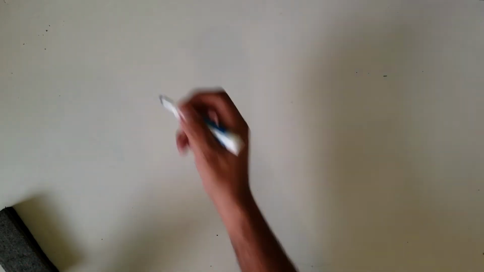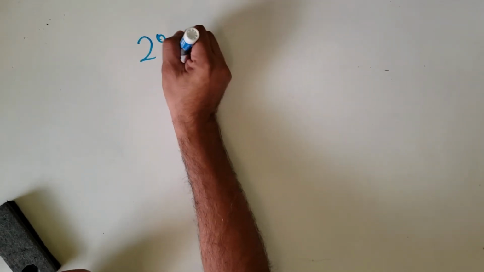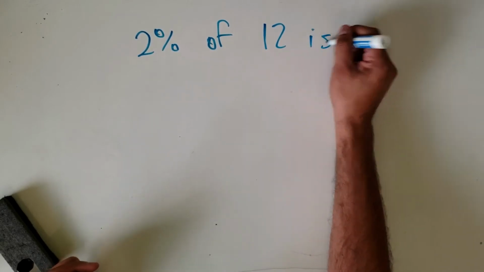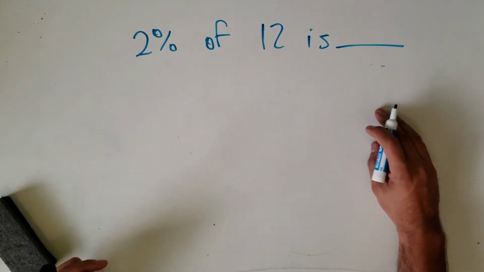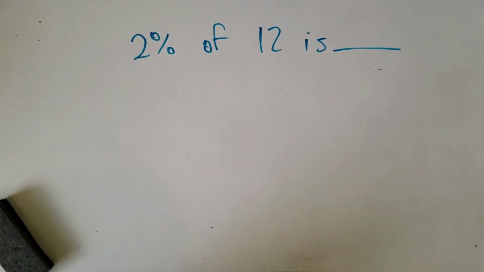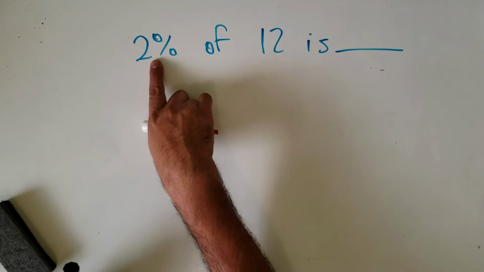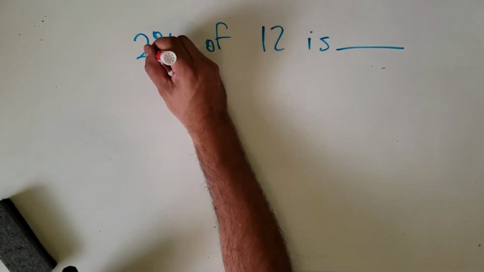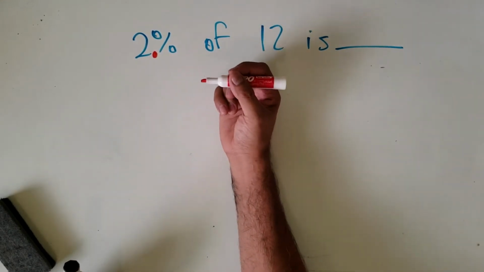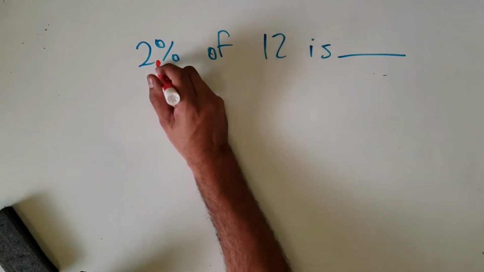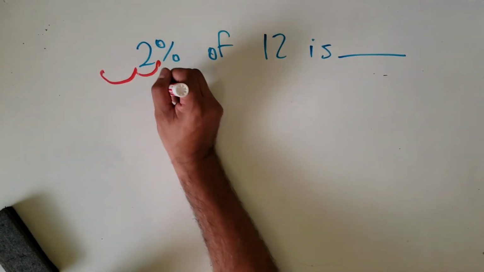All right, okay. So let's say we want to find out what 2% of 12 is. So again, that first one we have to change into a decimal. So it has no decimal because it's a whole number 2. Whenever you don't see a decimal, you can always safely assume that it's right there at the end. So to change it from a percent to a decimal, we have to move it 2 spaces to the left.